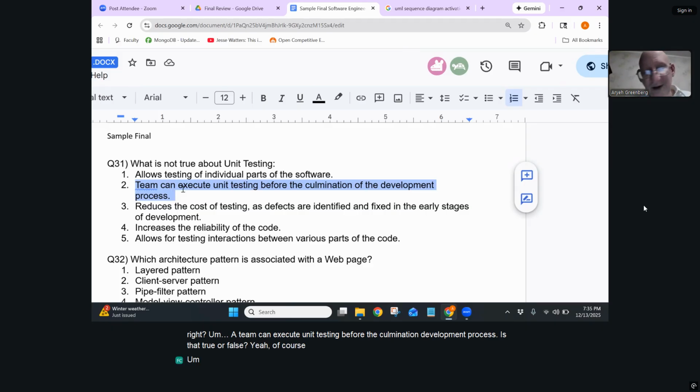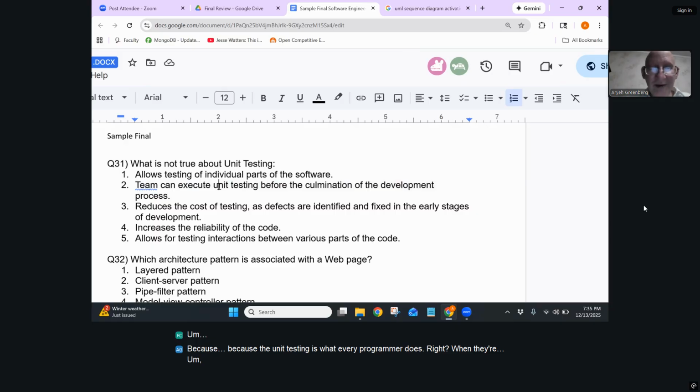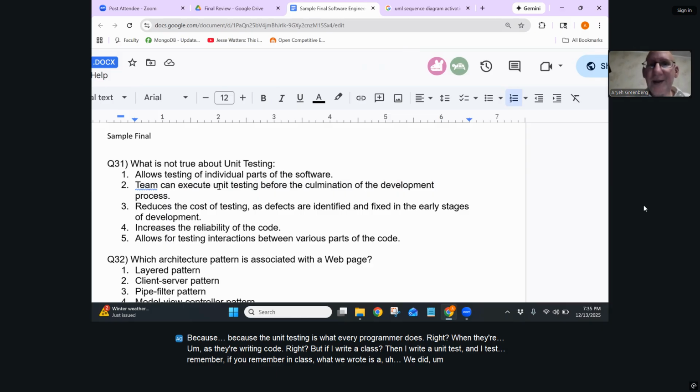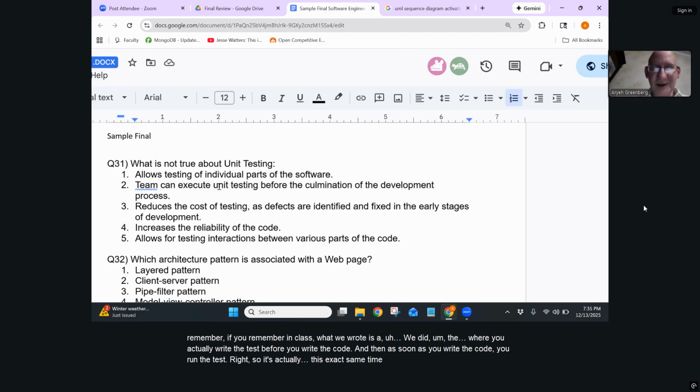Yeah, of course. No, it's true, because unit testing is what every programmer does, right? As they're writing code. If I write a class, then I write a unit test and I test. If you remember in class, what we did is you write the test before you write the code. And then as soon as you write the code, you run the test, right? So it's actually the exact same time as you write the code.